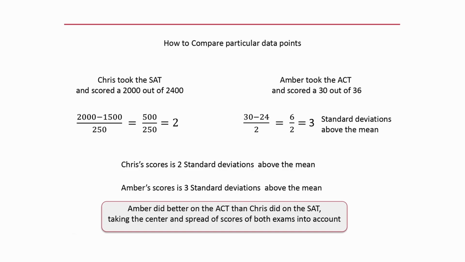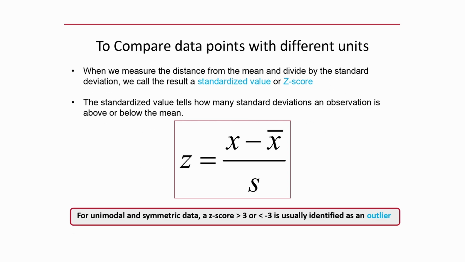Amber did better on the ACT than Chris did on the SAT because we took into account the center and the spread. This value is what we call a z-score, or a standardized value. How many standard deviations is an observation away from the mean? Not only does this give us a way to compare observations with totally different units from totally different data sets, but it gives us a new idea of what it means to be away from the average.